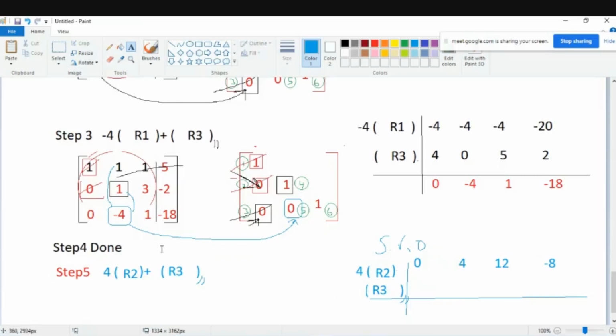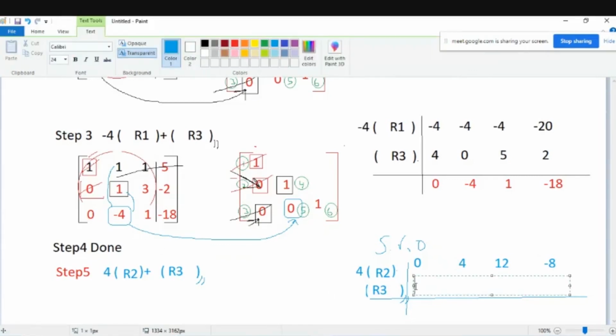What about R3? R3 is ready. I will copy it the same. That means 0 and -4. And here I have also 1. And there I have -18.